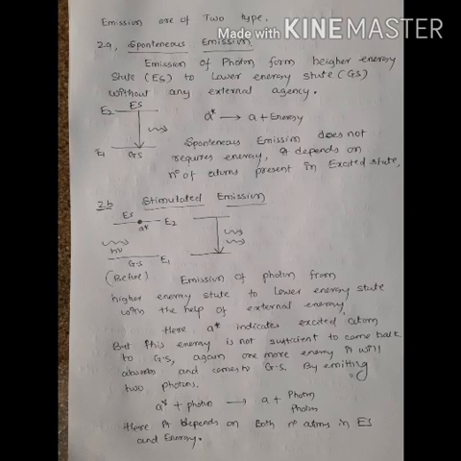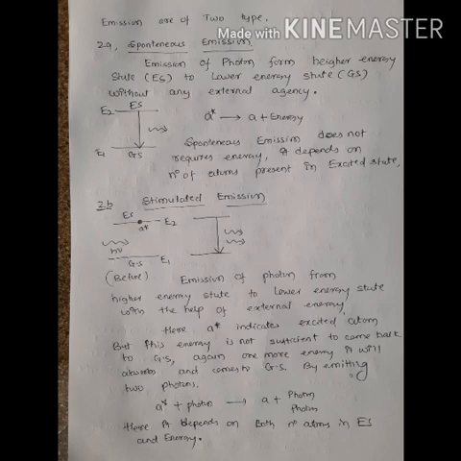Next, emission is of two types. One is spontaneous emission. So emission of a photon from a higher energy state, that is E2, to a lower energy state without any external agency. So here we have shown it by E1 and E2. So this is the transition from the higher excited state to the lower state. That process is called spontaneous emission. Here it does not require any energy. Because of the instability of the molecule, it tries to come to its ground state spontaneously. So that is called spontaneous emission.